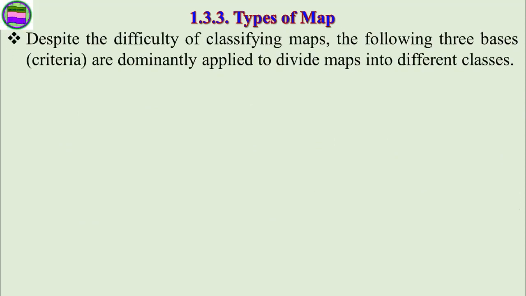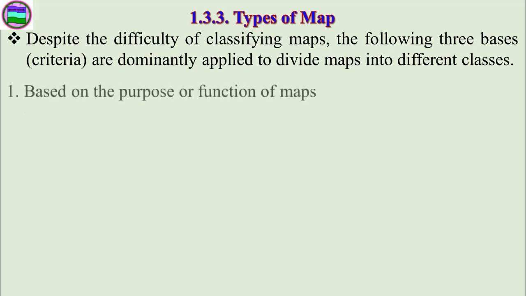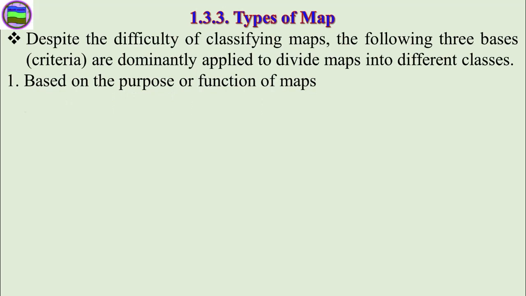Then we have different types of maps. Based on their purpose, on the scale of the map, and on the information we are going to display, we can classify the types of maps into three.